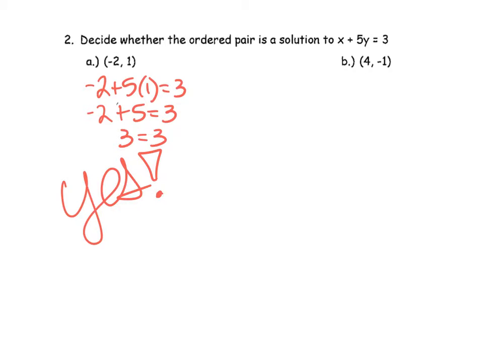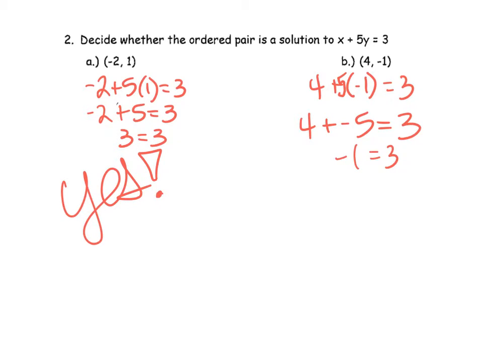Second one. Do the math. Are any of you able to do this in your head? I can. Oh no, I forgot the 5. 4 plus negative 5 equals 3. No. Negative 1 equals 3. No. No. Okay. Any questions so far? Anybody struggling and think this is the hardest thing they've ever done in their life? Good. I didn't think so.